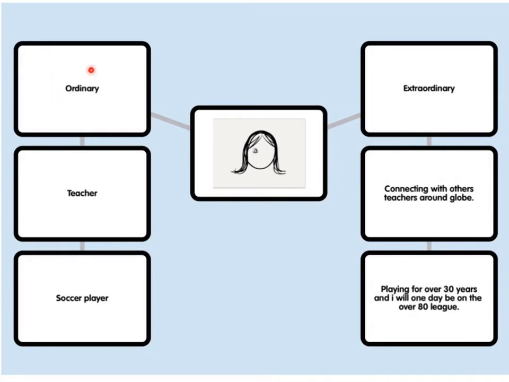We brainstormed ideas about ourselves that make us ordinary. And the things I brainstormed was that I'm a teacher, and that's quite ordinary. There are a lot of teachers in the world, and I'm a soccer player, and that's quite ordinary as well.